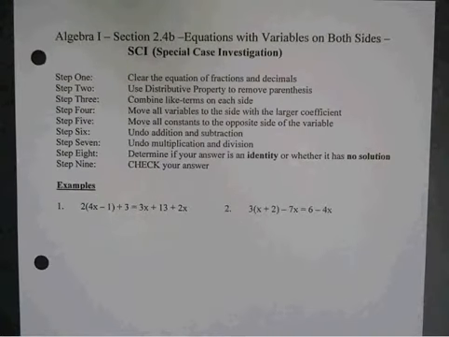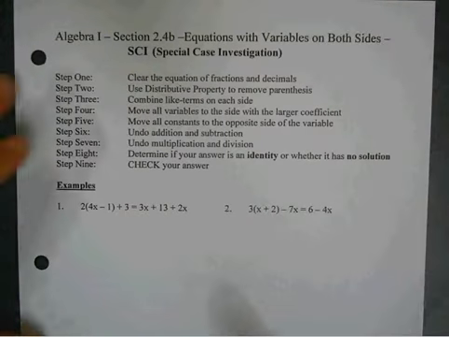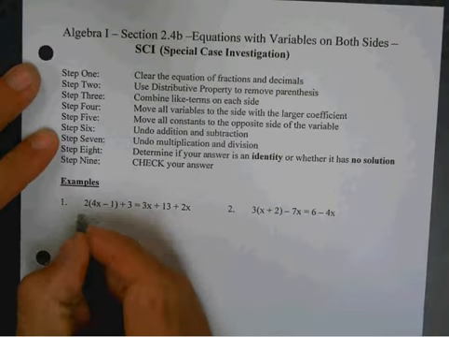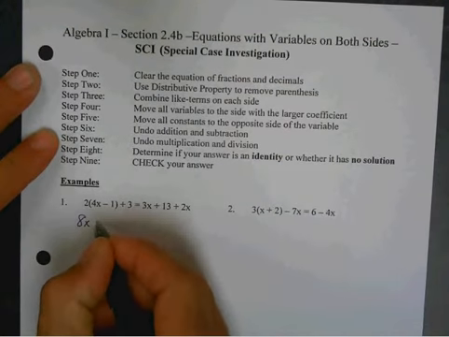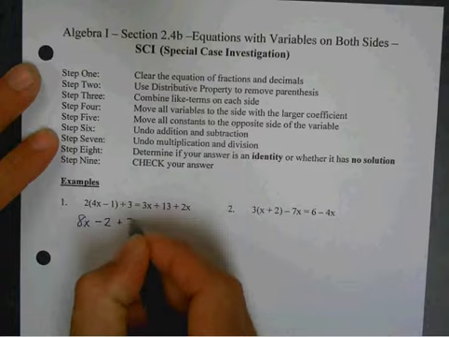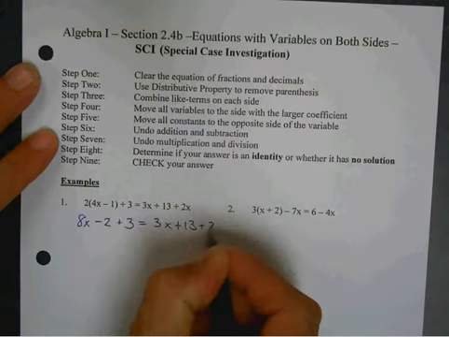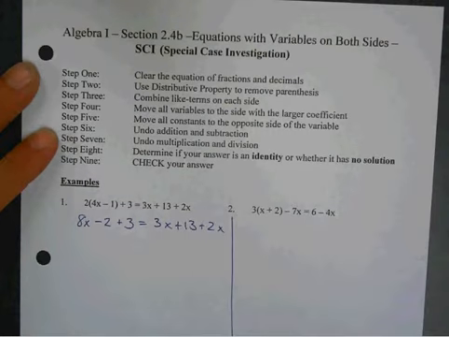So, who feels comfortable with distribution? All right, Mr. Lombardo. Go. Nice and loud. 8x minus 2. And then we just keep going. Plus 3, 3x, 13, and 2x. So get that down. All right, next step.